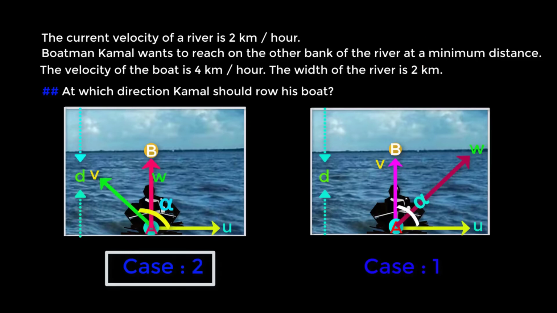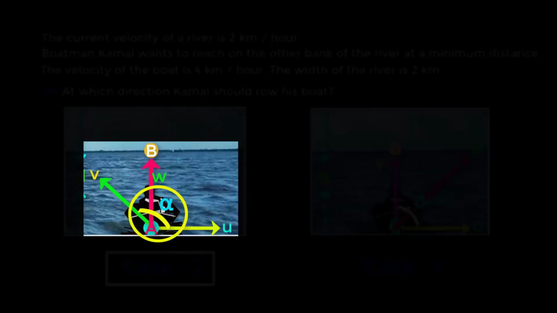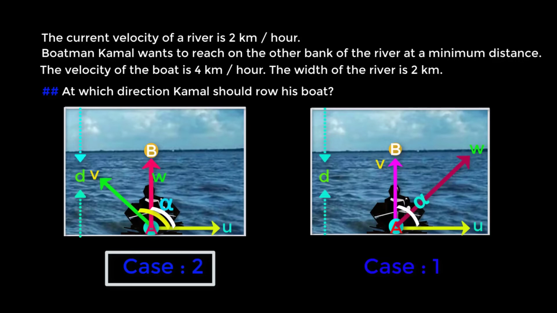Therefore, if Kamal starts rowing his boat along this way, he will be able to cross the river at a minimum distance. We will have to determine the value of this alpha. The angle between this resultant and this velocity of water current is called theta. The value of this theta is 90 degrees, as this is a right angle.